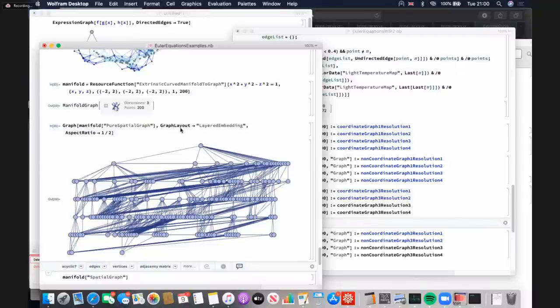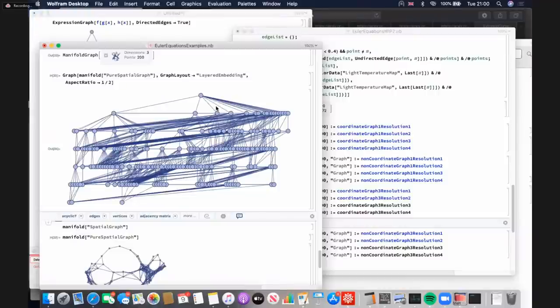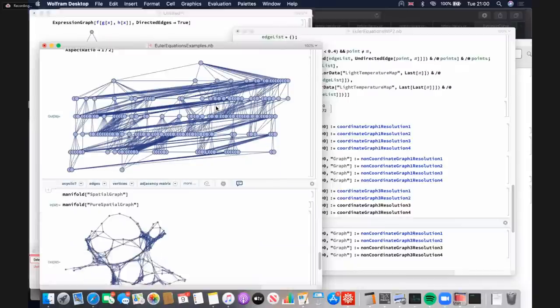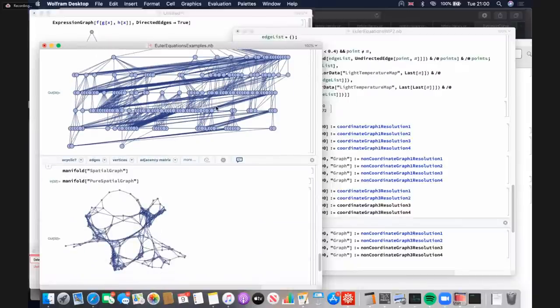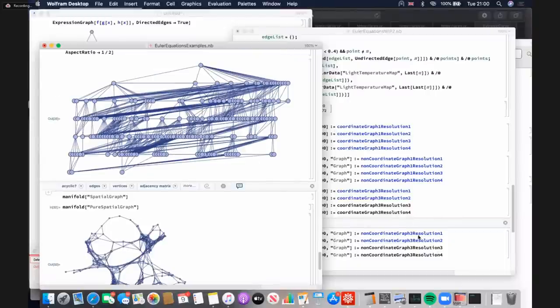Right. I mean, would you have pegged that as being a hyperbolic space? No. Right. But okay, so what this is showing is... can you measure the dimension here?